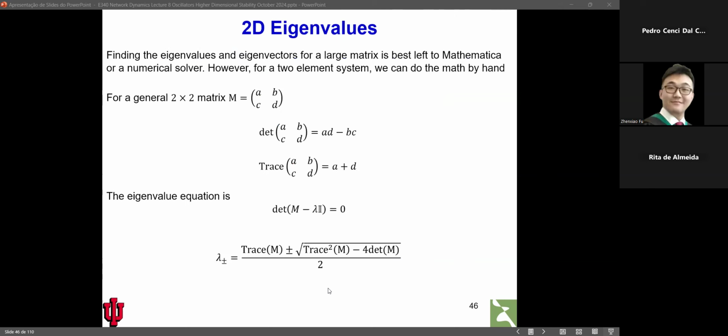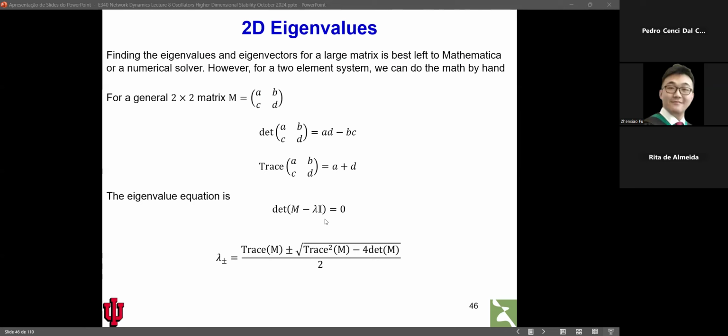Now, this is how you find eigenvalues and eigenvectors for a large matrix. It is best left to Mathematica, or a numerical solver. It can be hard work, lots of matrix calculations, and there is no other way to do this. I mean, you do it numerically. But for 2 dimensions, they are very simple.